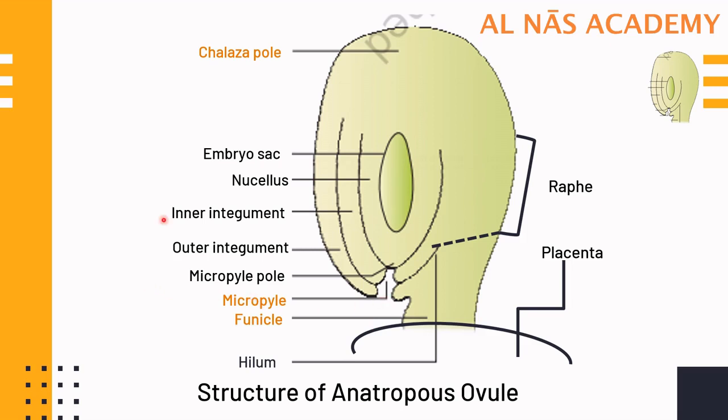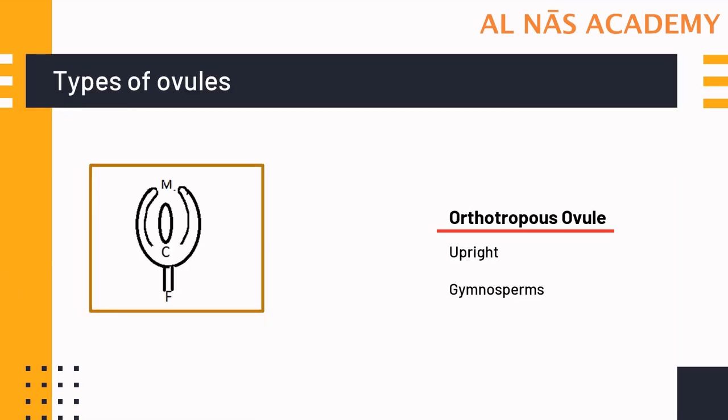The anatropous ovule is bitegmic. Just opposite to the micropyle is the chalazal end or chalaza pole, and the embryo sac is the female gametophyte, and the formation of the female gametophyte we are going to discuss in our next video. Now, to study the types of ovule, you have to remember these three keywords: chalaza, micropyle and funicle. Let us see the types of ovule.